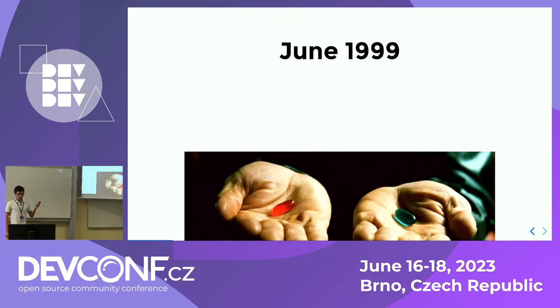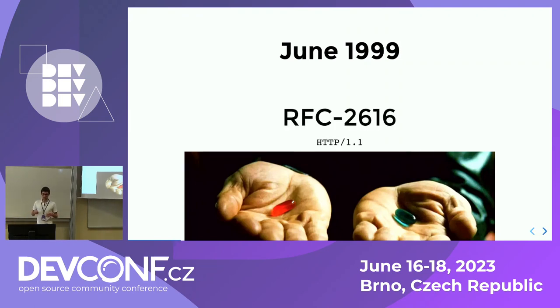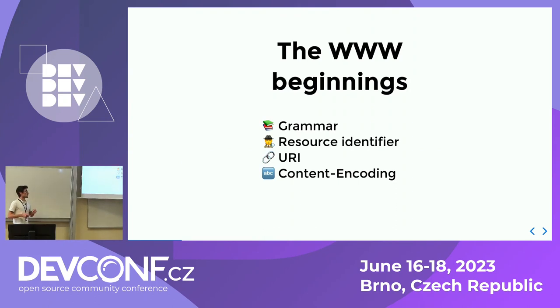In June 1999, The Matrix was available at the cinema, and they released RFC 2616, also called HTTP 1.1. An RFC is a long, like 60 pages, fully technical blog. This RFC introduced some grammar about the HTTP request and response, what a request body is, and how to define it more specifically and precisely. It introduced some HTTP headers that we are using today, like Content-Encoding, Content-Type, Range, and many other headers that are still in the HTTP protocol today.